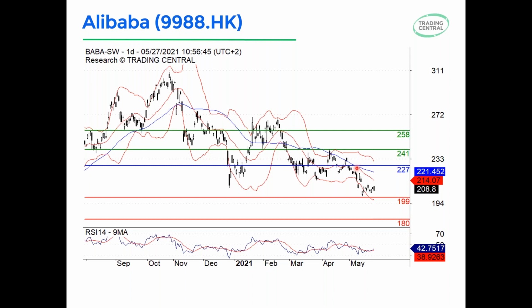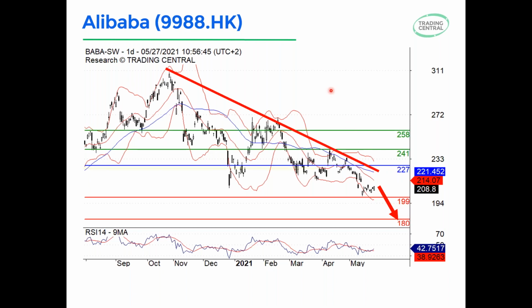Alibaba, this is an updated chart, and very bad, sorry, I have to say this. It remained capped by a declining trend line which was drawn from October, so it has been in place since last October. And now the stock is below both the 20 and 50 moving averages. I have already lowered the key resistance. The immediate support is at 199. If broken, 180 will come.